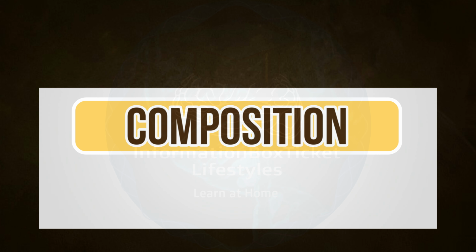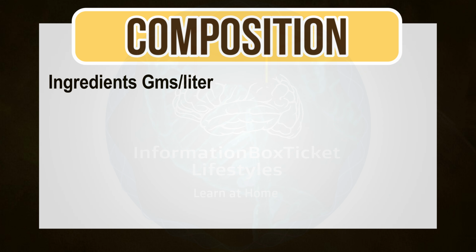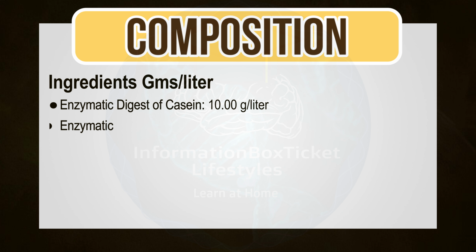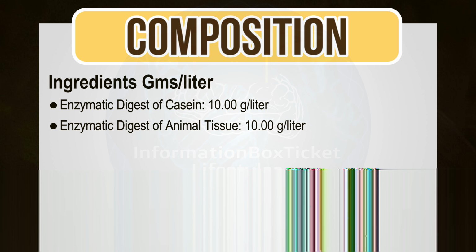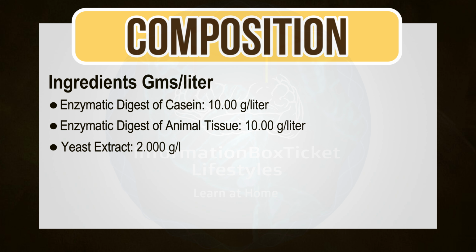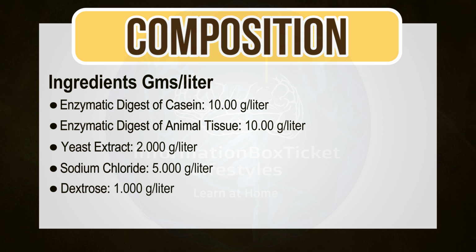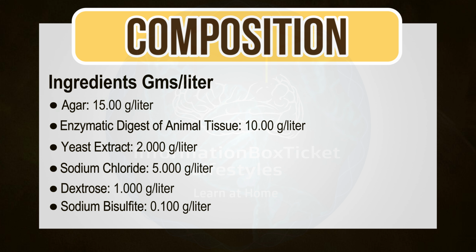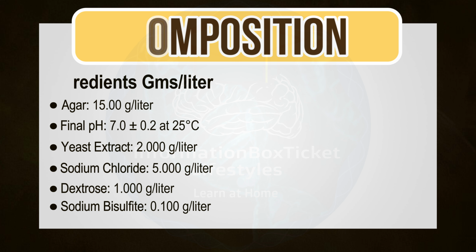Composition of Brucella agar. Ingredients, grams per liter. Enzymatic digest of casein, 10 grams per liter. Enzymatic digest of animal tissue, 10 grams per liter. Yeast extract, 2 grams per liter. Sodium chloride, 5 grams per liter. Dextrose, 1 gram per liter. Sodium bisulfite, 0.100 grams per liter. Agar, 15 grams per liter. Final pH, 7.0 ± 0.2 at 25 degrees C.